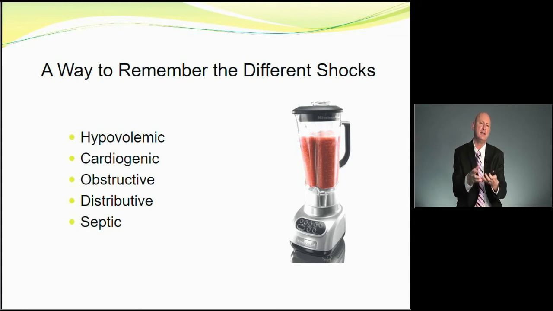Distributive shock is pretty much you've got a leak everywhere, your motor's bad and your seal's bad. It's just affected everything. And in septic shock, your seal's broken and the glass is broken. Now you've got fluid everywhere where it's supposed to be. There's plenty of fluid all over the place, but it's not in your container. So I like to use the blender analogy. I use this a lot when I teach new nursing students.